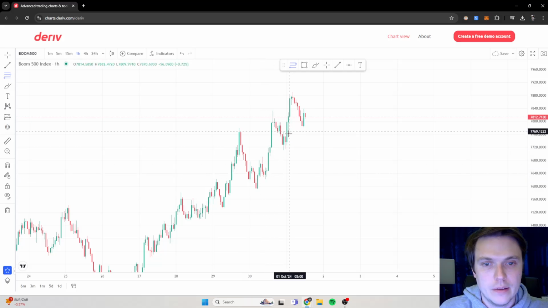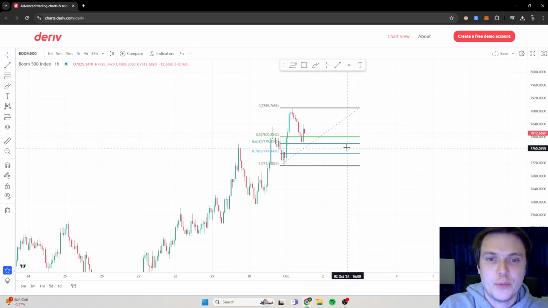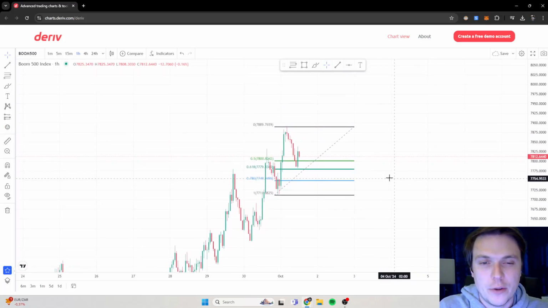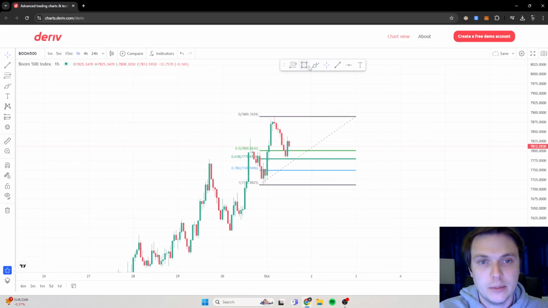Maybe this is the move that it wants to complete. I'm not 100% certain that this is actually the move to look for, but it is possible that it will be a possible move. So you can always keep an eye on that. So it moves up here, goes to this order block on the 78 over there for the move upwards.